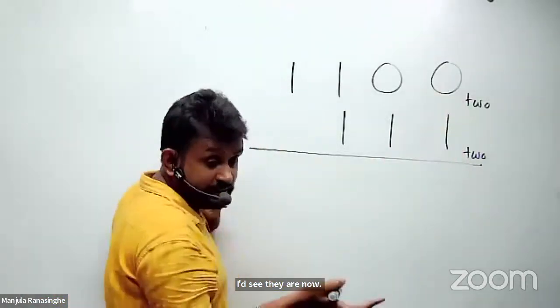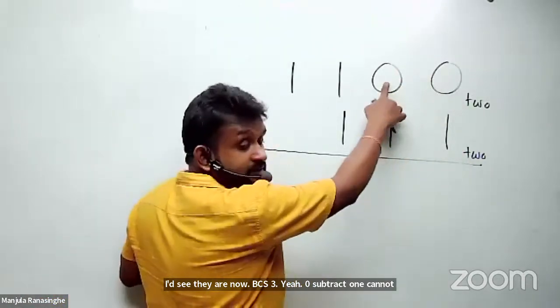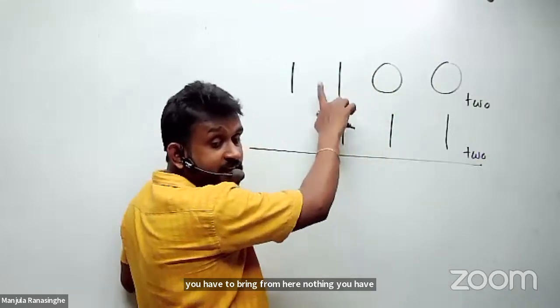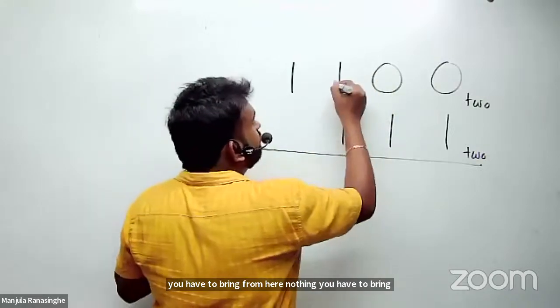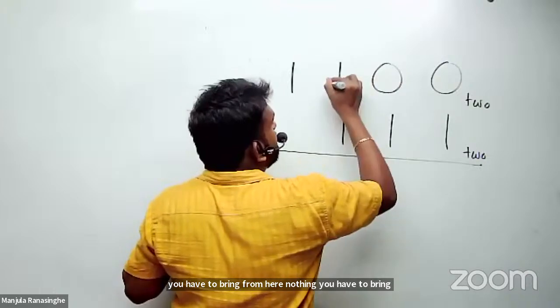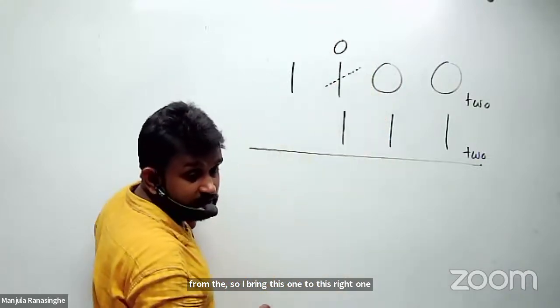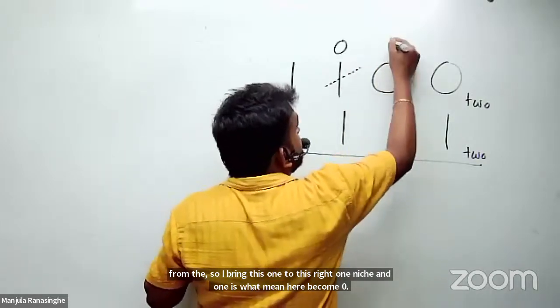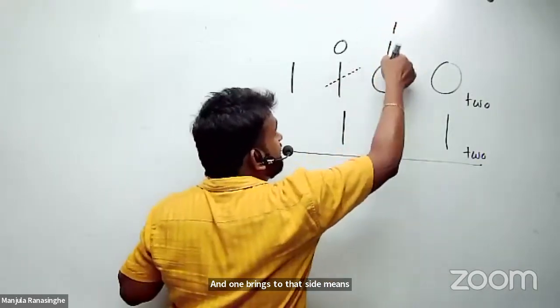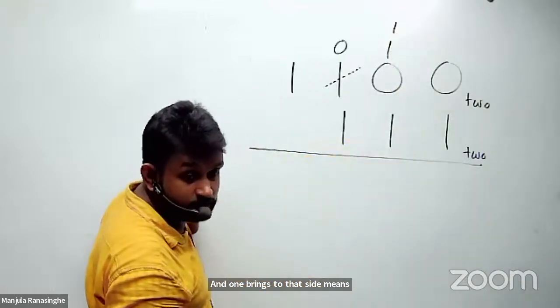0 subtract 1 cannot. You have to bring from here nothing. You have to bring from there. So I bring this one to this. Right. 1 is brought, meaning here becomes 0. And 1 brought to that side means 2s. Every time one is taken, two appear on this side, 2s.